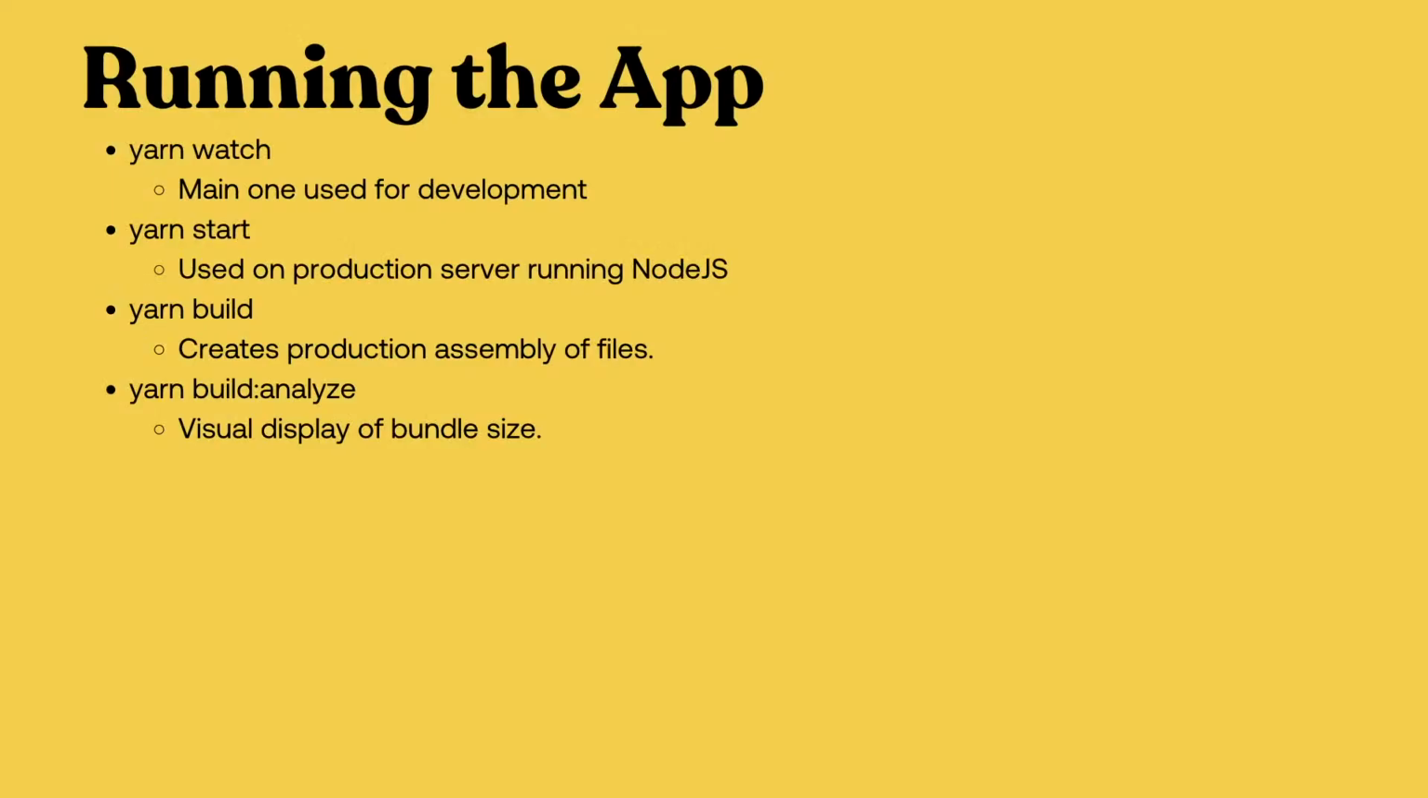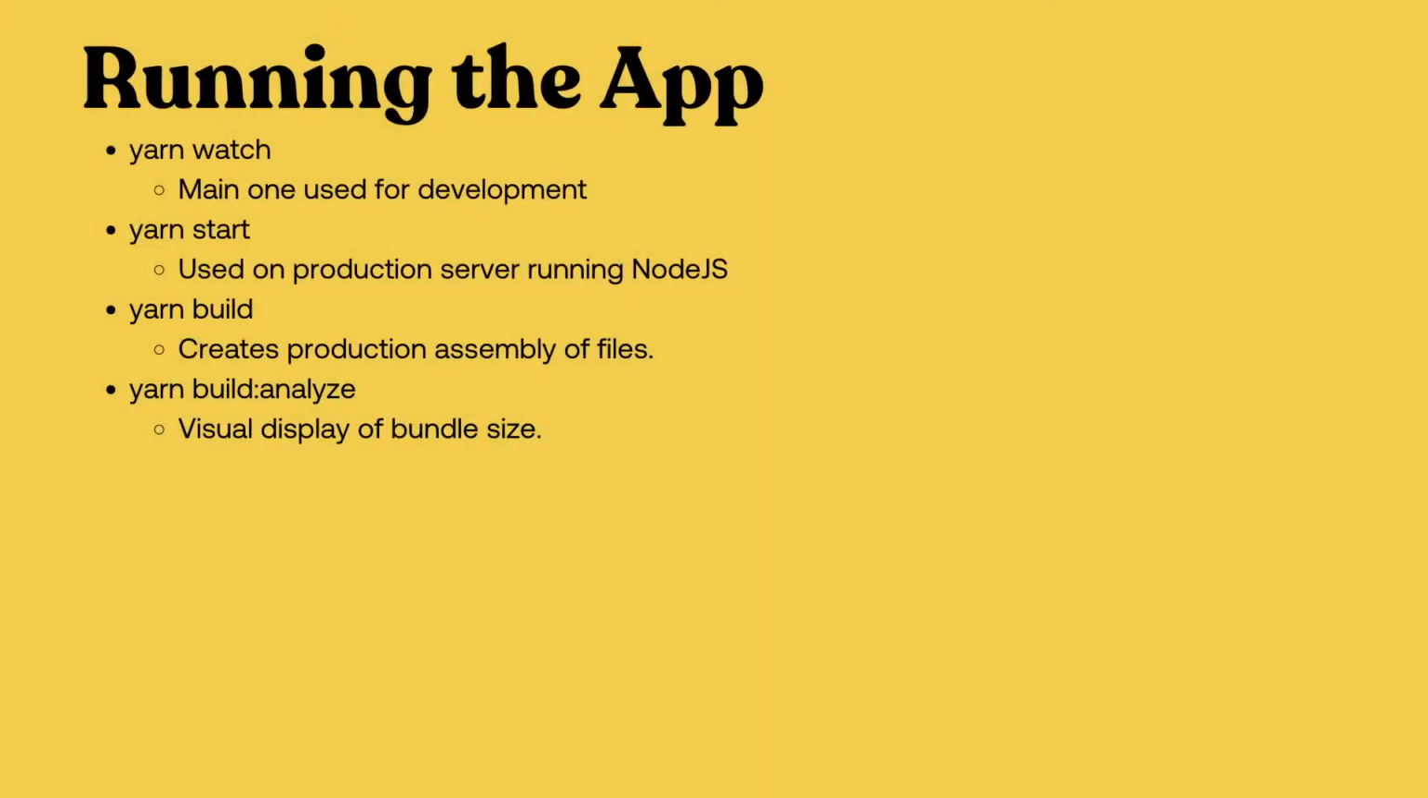All right, running the application. This is covered a little bit in the tutorial, but I just want to mention here that Yarn Watch is the main one used for development. I use Yarn. You can use NPM. They're basically synonymous, but it looks like the Adobe team uses Yarn as well. So just wanted to pull out a couple of the things that you might find useful up here.